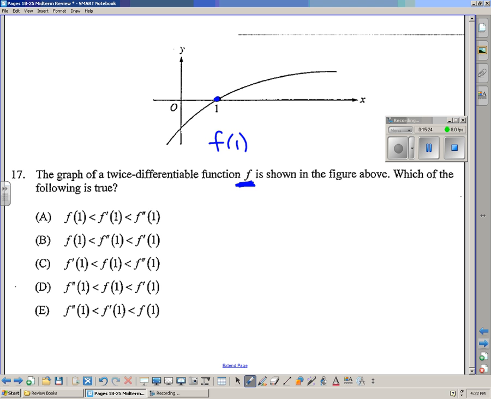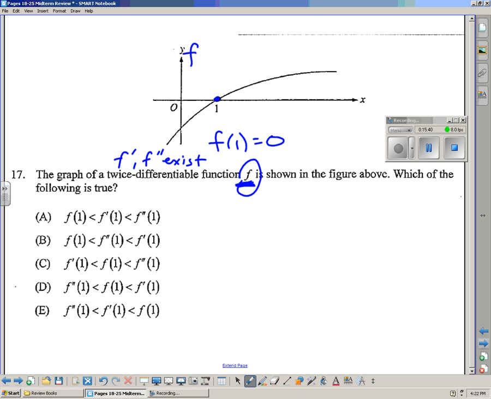Oh, this is where people get confused, I remember now. Twice differentiable just means f prime and f double prime exist. But we are still looking at the graph of f. So let's not get confused there. f of 1 is the height at 1, which is 0.